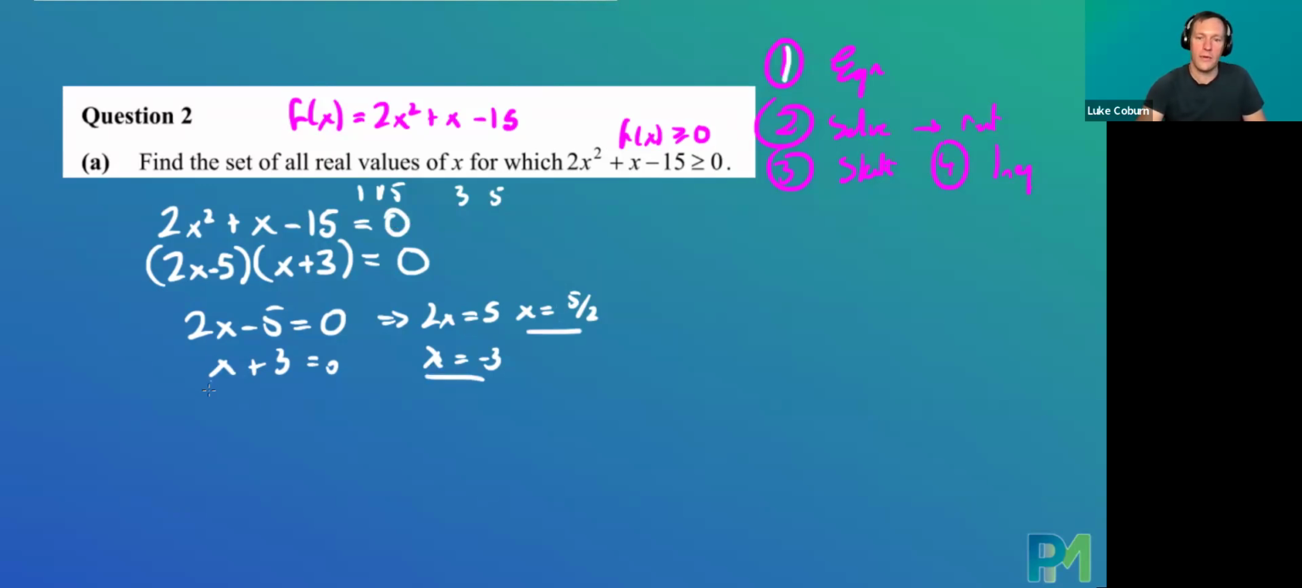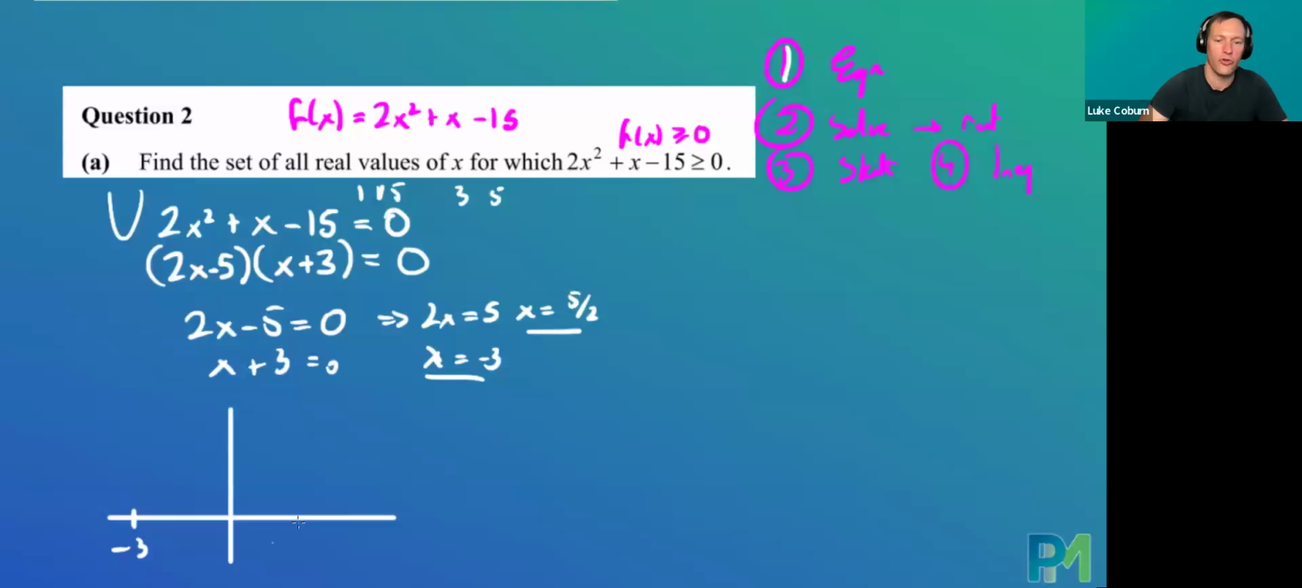The next step is to draw a sketch of this. So what numbers do I have? I'll draw the xy axis. Looking at the coefficient in front of the x squared, that's a 2, so it's a plus, so this is a U-shaped graph. And I have a -3 and a 5/2, something like this. So I have a U shape. Let's see if I can draw it.